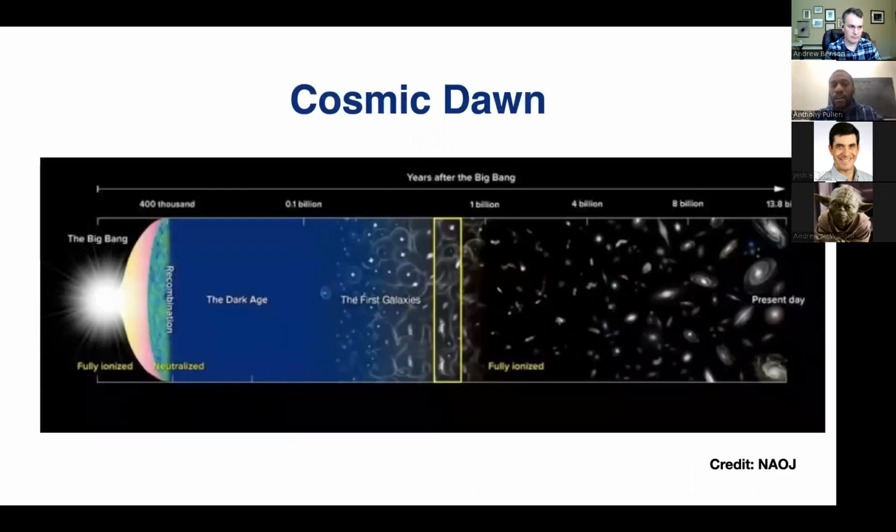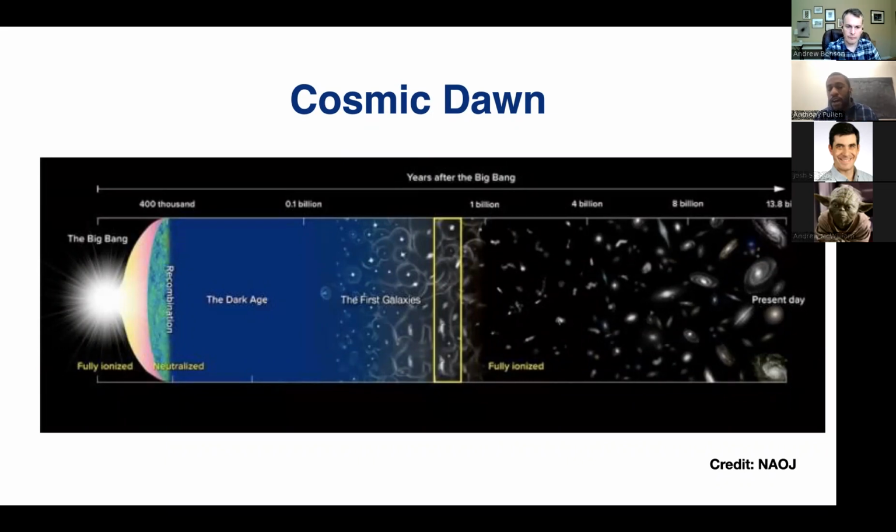So first, let's just start with the cosmic dawn. After the cosmic microwave background was formed, basically the whole universe consisted of hydrogen and helium. In this period, there were no stars, so this is known as the dark age. Just 400 million years after the Big Bang, the first matter was able to collapse enough to start star formation as well as galaxy formation. And this is when you had the first galaxies and stars.